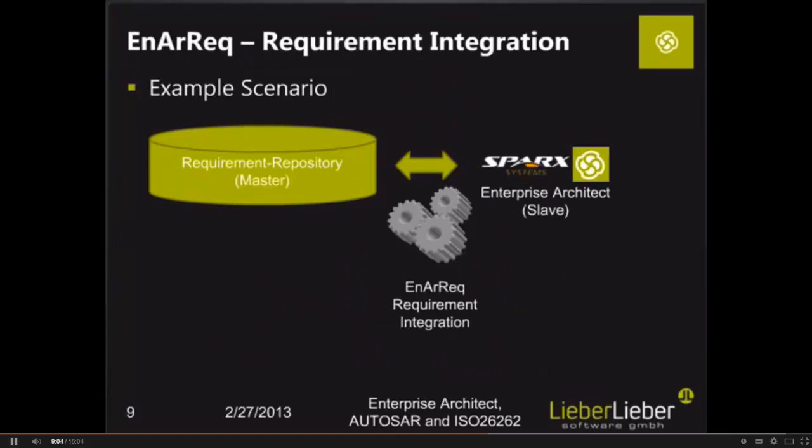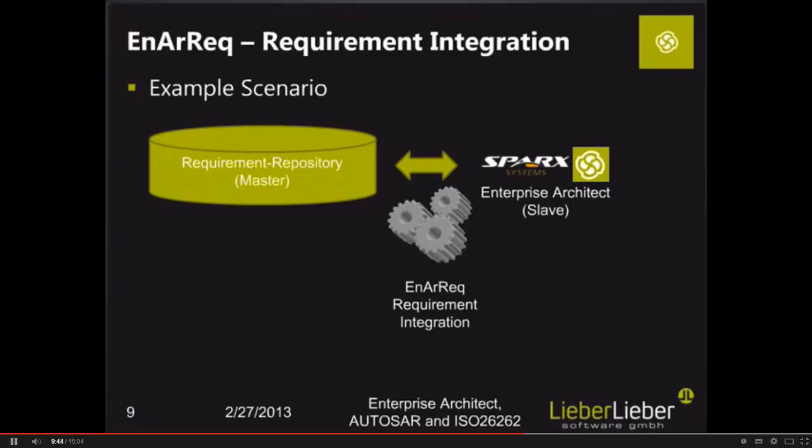Now I will give you examples for the different kinds of integrations and Liber solutions for systems engineering. At first, the NREC requirement integration. I have here an example scenario. You see Enterprise Architect on the right side and a requirement repository. This might be a DOORS, an MKS, or a Polarion repository on the left side. And you can now transfer data via the NREC requirement integration between Enterprise Architect and the requirement repository.